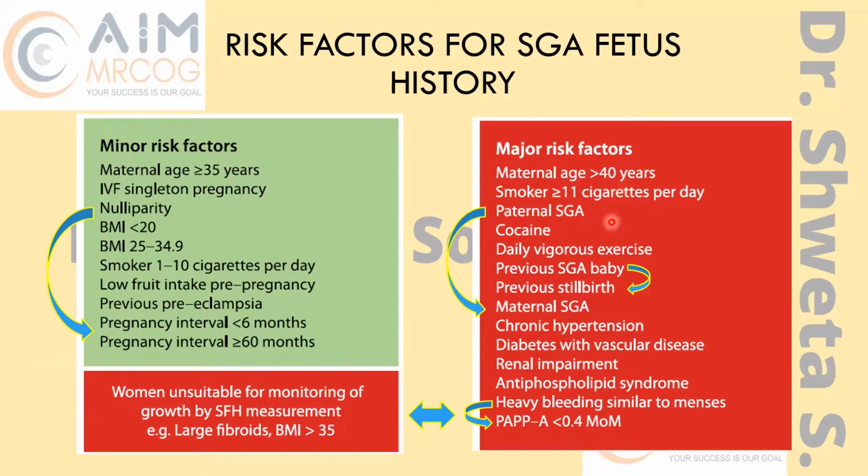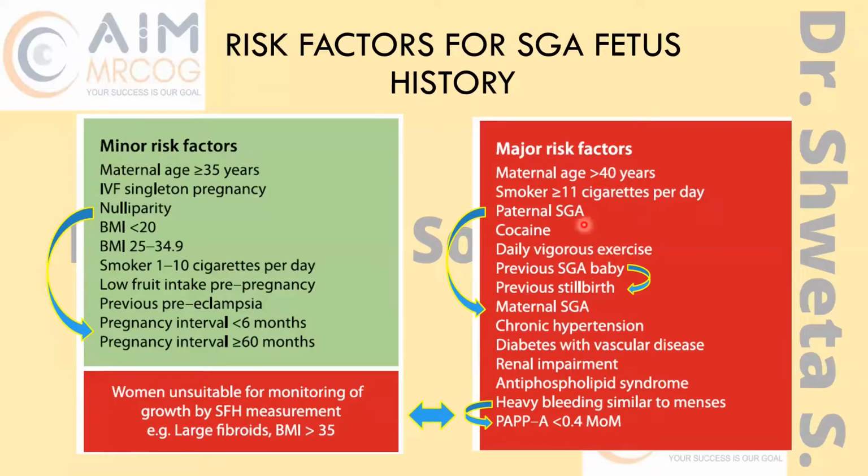And then you have to understand other personal habits like cocaine. They will give you if she's using cocaine, if she's doing daily vigorous exercise. This daily vigorous exercise we will usually forget because we never give it too much importance. Vigorous exercise is something you have to keep a note of. So age, smoker, cocaine, and daily vigorous exercise. These all are her personal things.